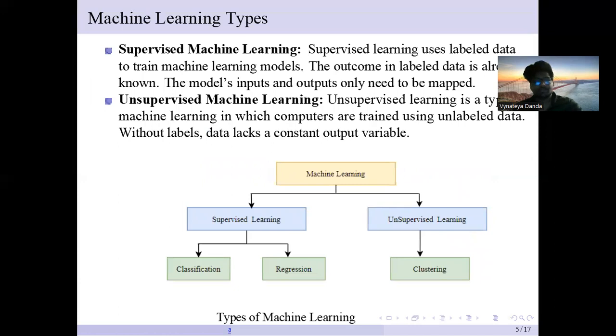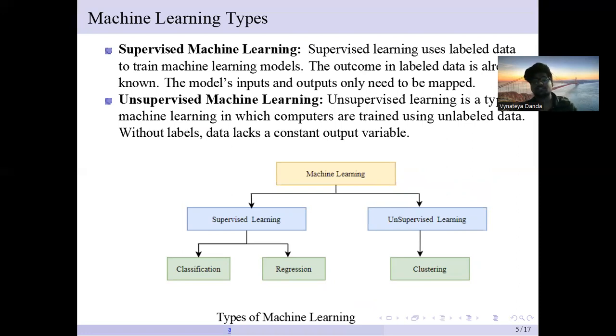So coming to the different types of machine learning, we have two types, which are supervised machine learning and unsupervised machine learning. Coming to supervised machine learning, supervised learning uses labeled data to train the machine learning models. The outcome in labeled data is already known, like we already know what the outcome will be, and as per that we train our model. The model's inputs and outputs only need to be mapped here. That's all.